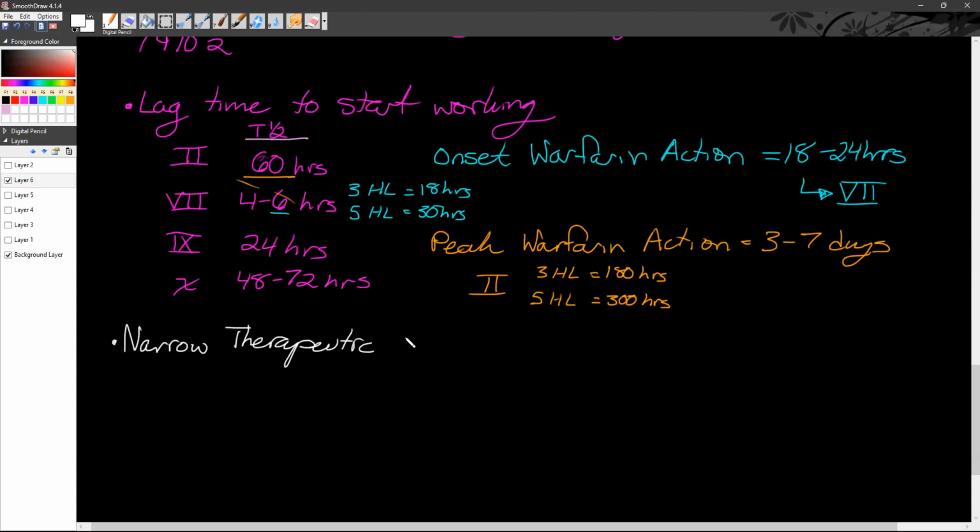And this is the specific thing to remember about warfarin, is that small changes in the dose of warfarin can lead to major changes in the INR, or in the clotting ability of the person. So you have to be really, really, really careful with someone who is on warfarin. You can't change their warfarin dose very quickly.